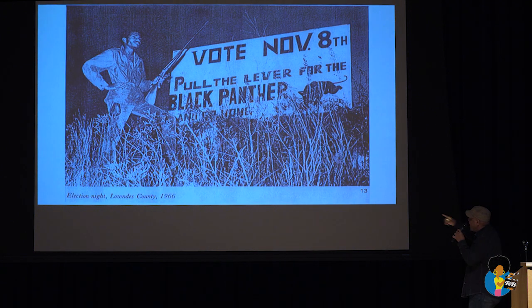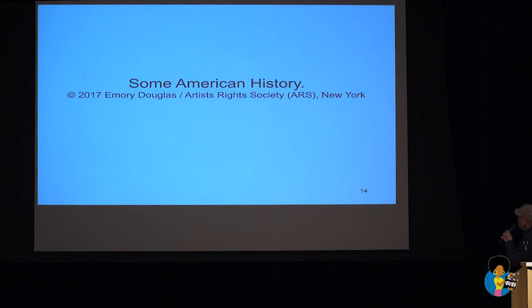Next, please. This is an actual photograph. Because you had those blacks who couldn't read or write, and even racist whites who couldn't read or write, when they went to the ballot, they could check the icon next to the one they wanted to vote for. This shows you: vote November 8th, pull the lever for the Black Panther, and go home. This is the election in 1966. Next, please. So now we're going into the presentation, some American history, I call it.